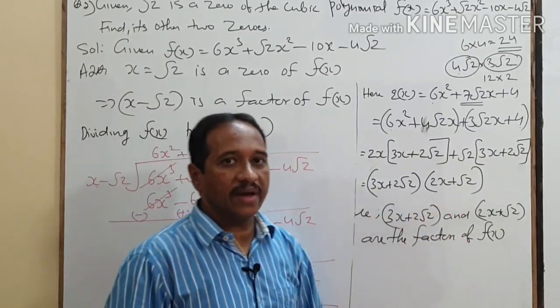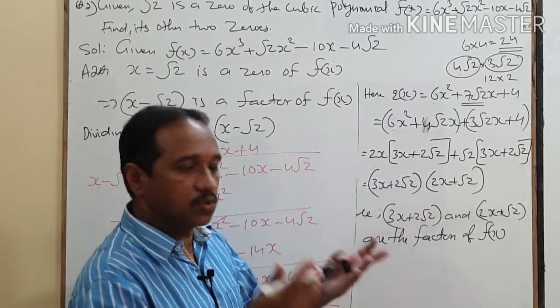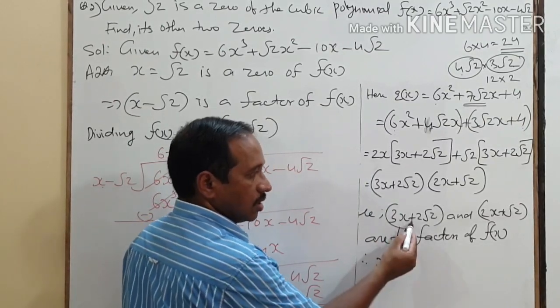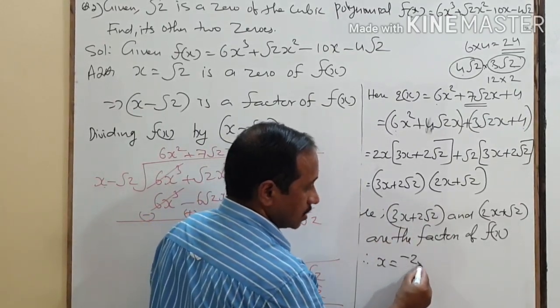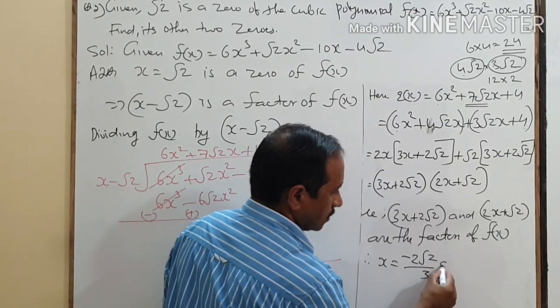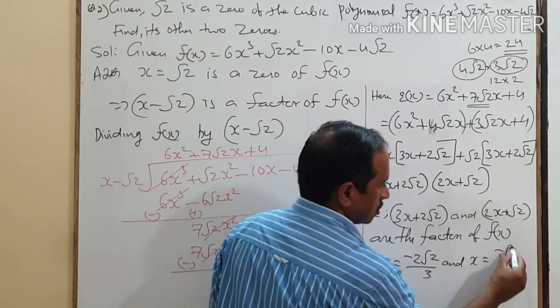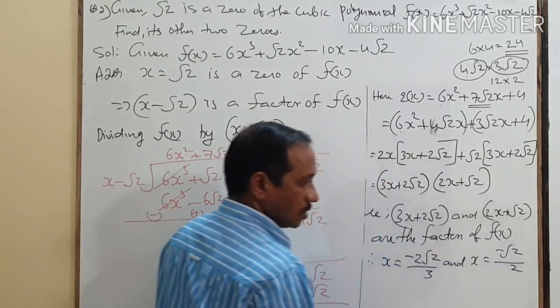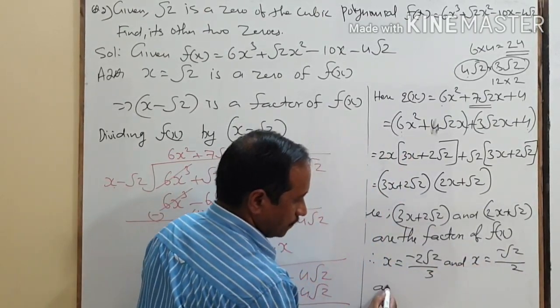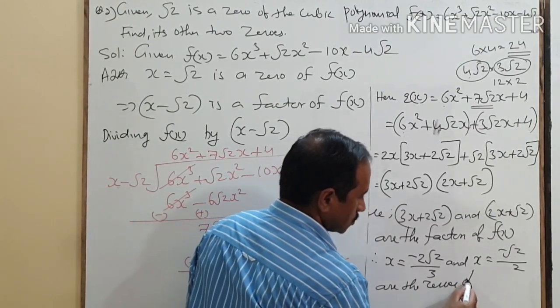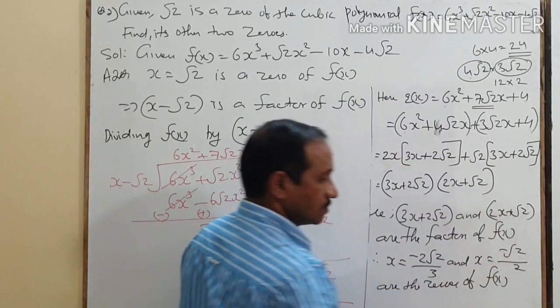If these two are the factors, then we can write the two zeros. Therefore, we can say that x is equal to, plus will be taken as minus, 2 root 2 by 3, and here also x is equal to minus root 2 by 2 are the zeros of f of x.